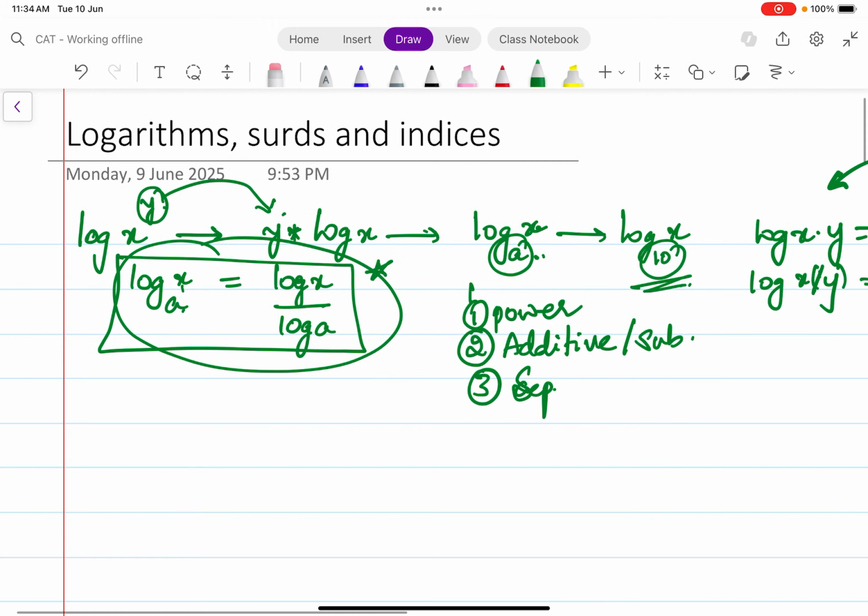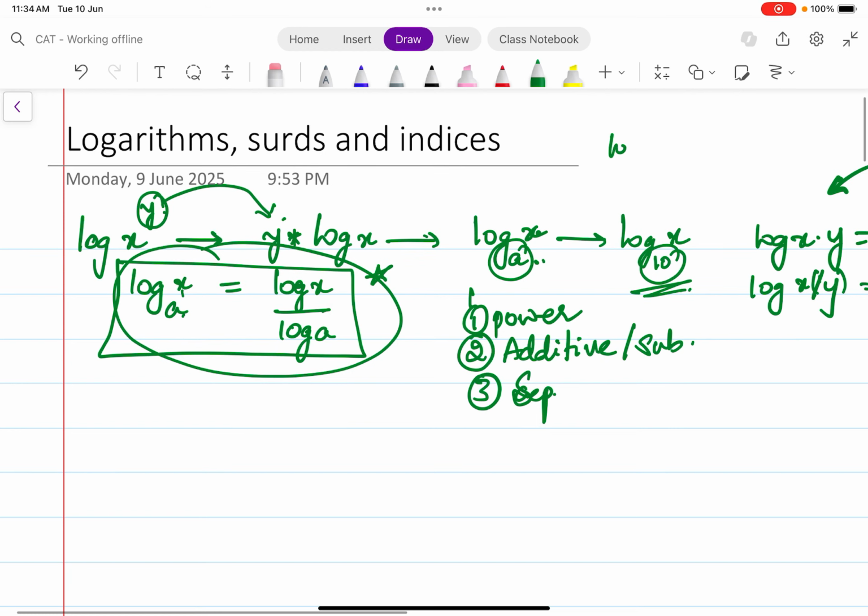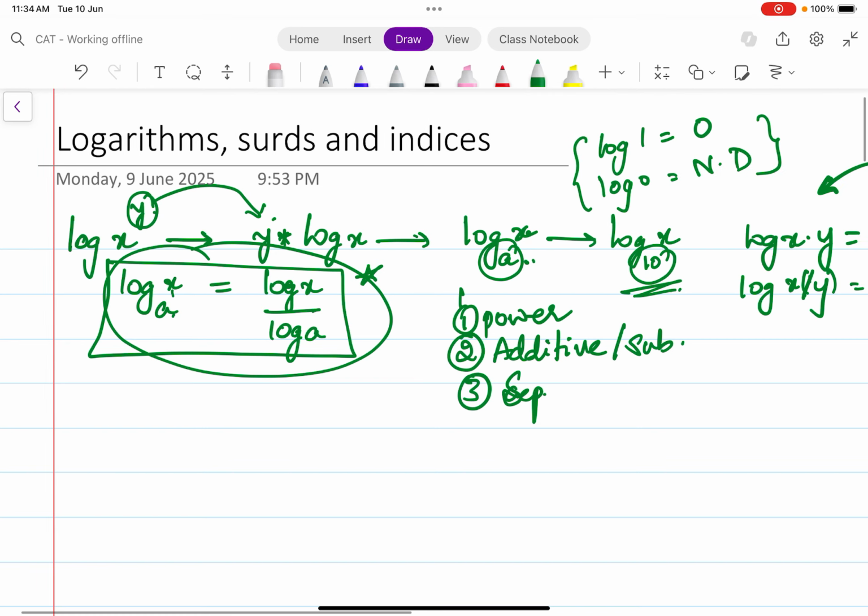Now, there is another metric, right? Of course there are some basic formulas such as log 1 is 0 and log 0 is not defined. All these are something which you should keep in mind while solving problems.